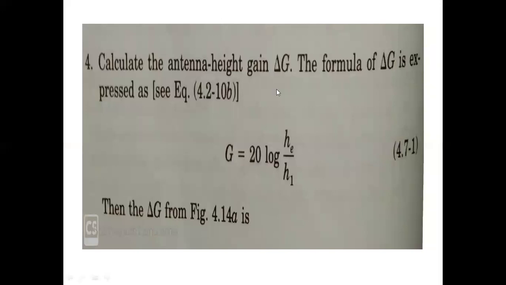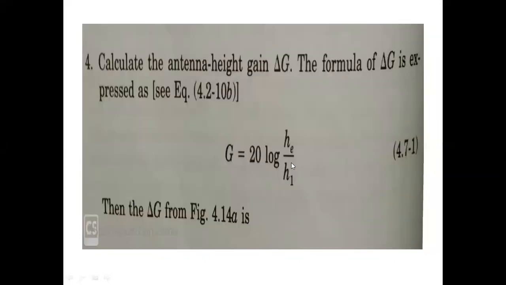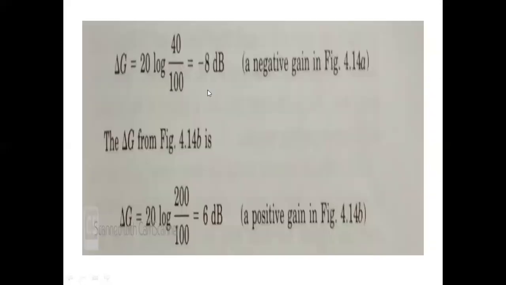So here we are calculating the gain of the antenna, that is, the antenna height gain, del G. So del G is equal to, we know the formula of gain, 20 log HE by H1. For the first case, what is HE? HE is 40. What is H1? The actual height, 100. Effective height is 40. So 40 by 100, that is minus 8 dB.